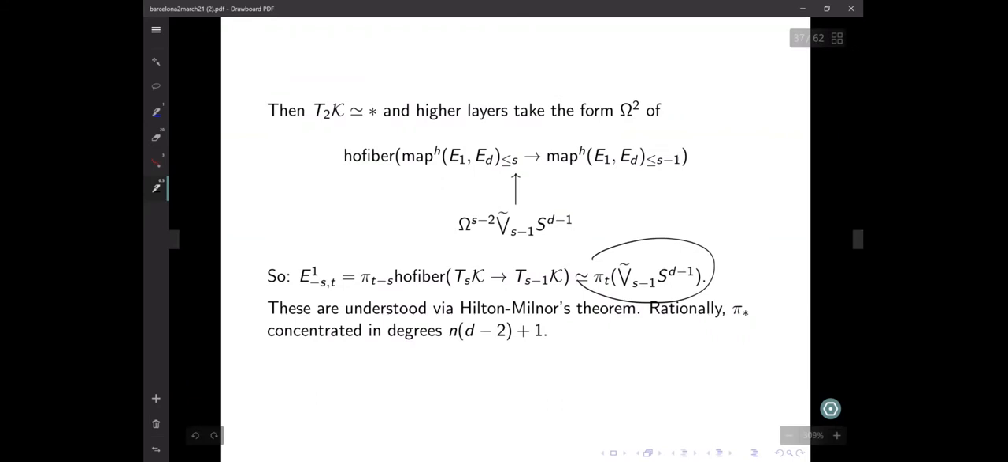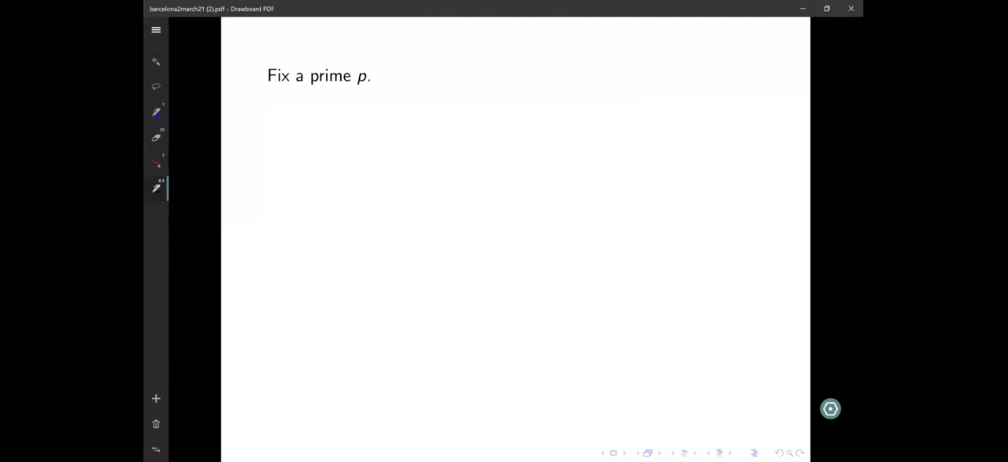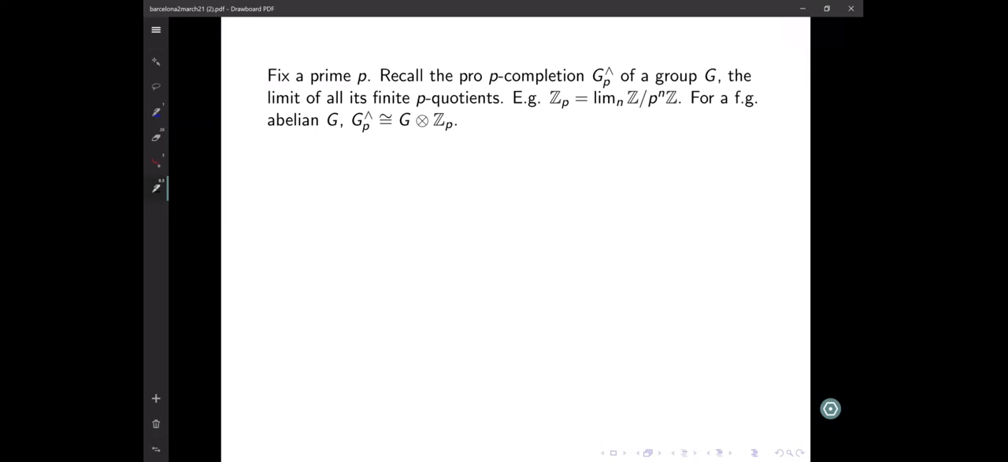Okay, so we want to understand this spectral sequence here when we look at the prime, when we localize at p. So let's fix a prime p, and let me recall the following. If you take a group G, you can look at its p-completion. This p-completion is by definition the limit of all its finite p-quotients. For example, the p-completion of the integers is the p-adic integers. And if you take a finitely generated abelian group, then the p-completion is just given by taking the tensor with the p-adic integers.